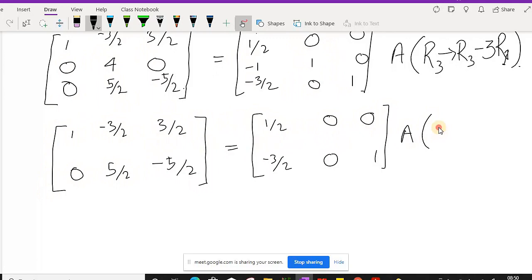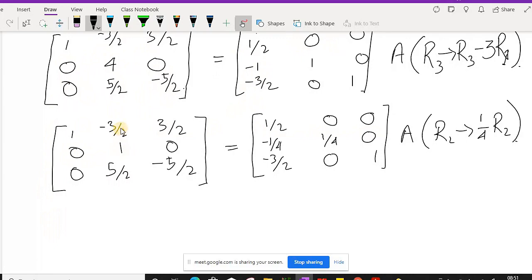Now we have to work on R2. R2 changes to, you have to multiply by which number to get a 1 here? The reciprocal of this, so 1 by 4 R2. So you multiply that. There was 0, this will be 1. 1 by 4 into 0 is 0. 1 by 4 into minus 1 is minus 1 by 4. This will be 1 by 4, and this will be 0. Now you have a 1 here.